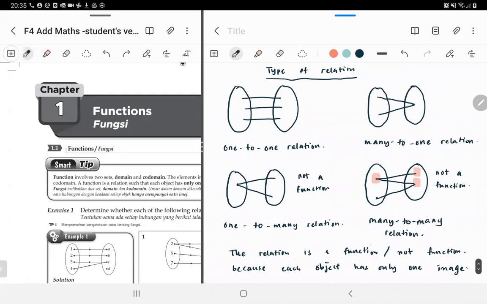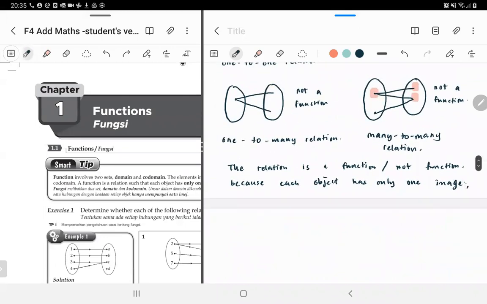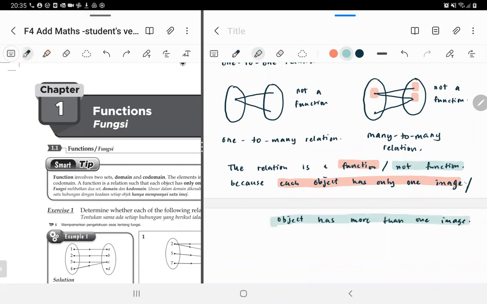If it is a function, that means each object produces only one image, has only one image. If it is not a function, that means the object has more than one image. This one is for function. If it is a function, then this will be the reason. If it is not a function, then you can say the object has more than one image. Okay, I highlighted it with a different color. If it is not a function, then your reason will be the green one here.